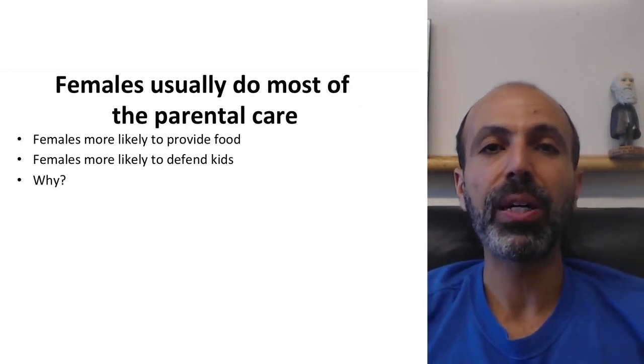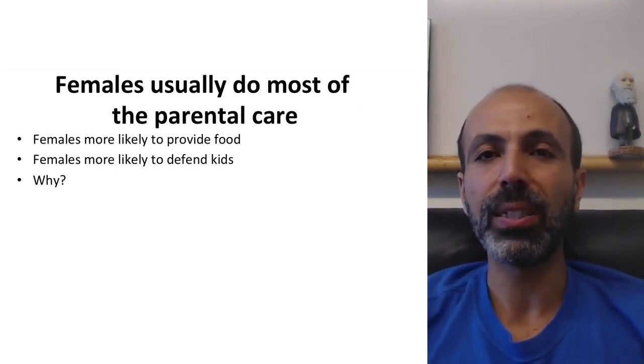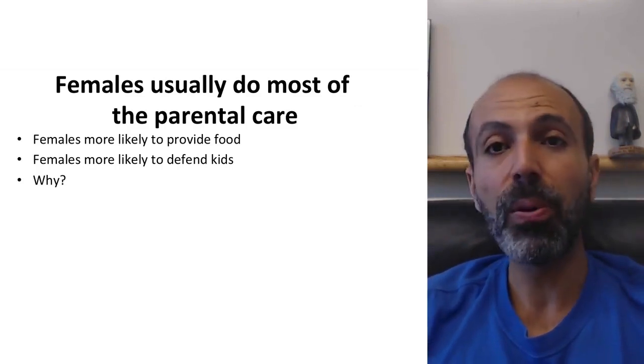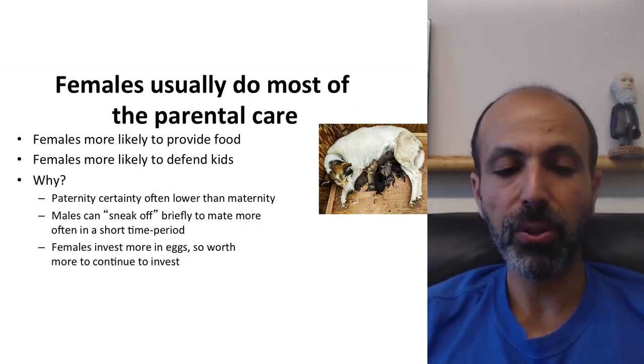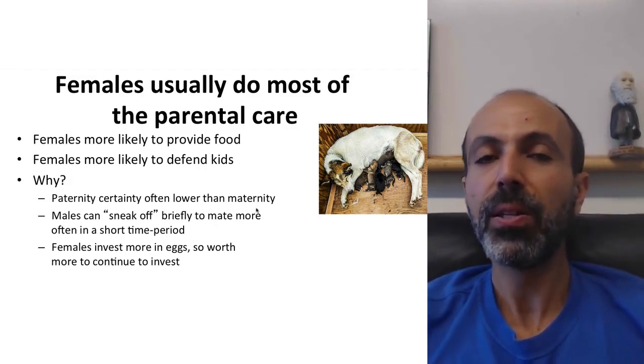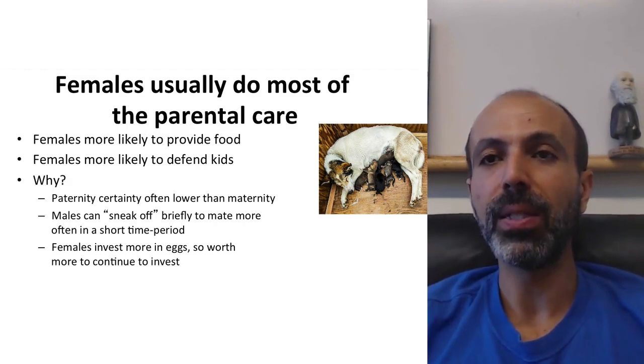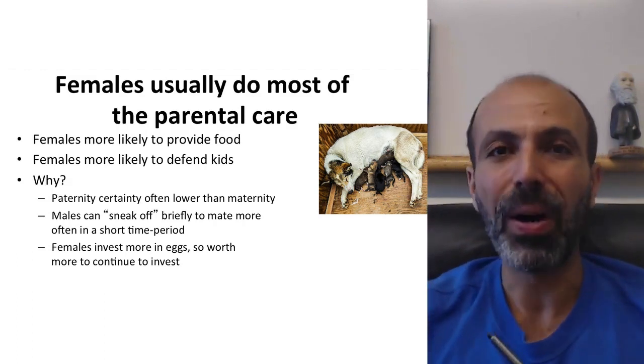Why is it the females are more likely to provide food? Why is it females are more likely to be hanging around defending the kids? Well, there are several proposed reasons for this. First is that paternity certainty is often lower than maternity certainty. There's never any doubt who the mom is for the kids because the kids come out of the mom.